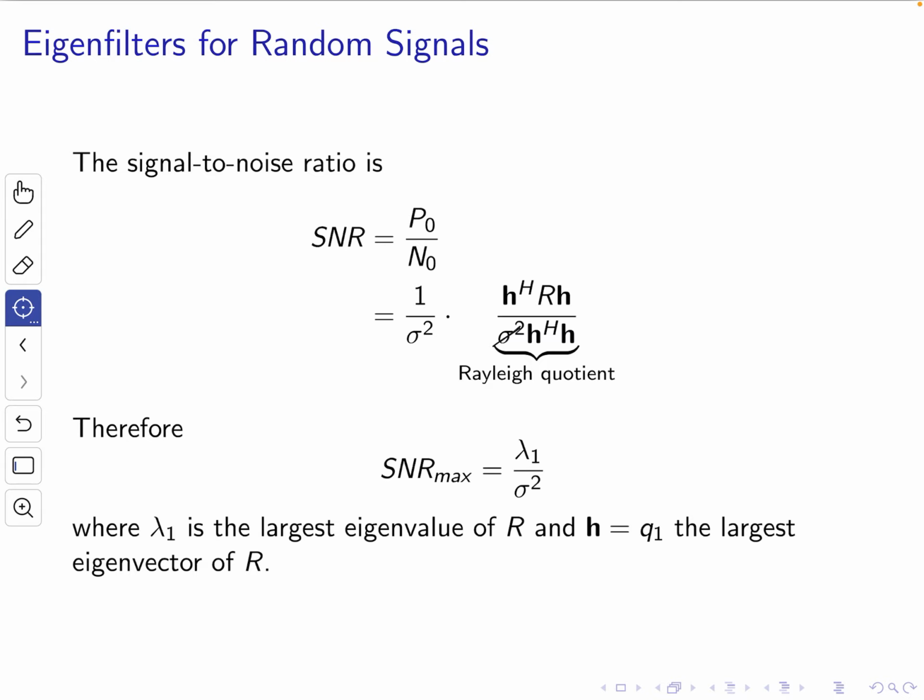And how do we pick h? We pick h to be q1, the largest eigenvector of R. So we can use eigenvalue and eigenvector equations to design these linear time invariant FIR filters that maximize the signal to noise ratio. Okay, and that's all there is to say about these eigenfilters.